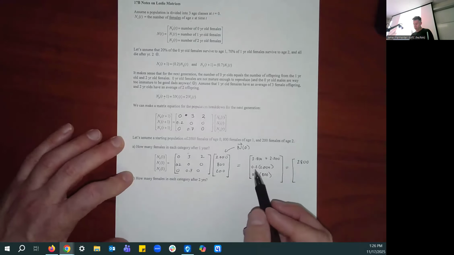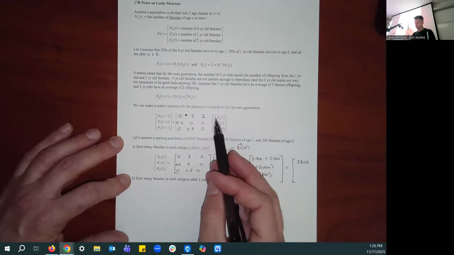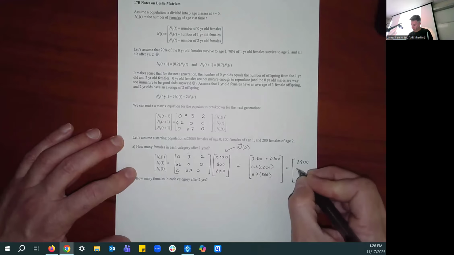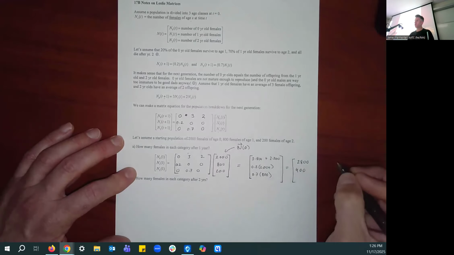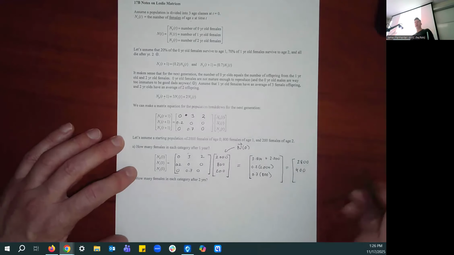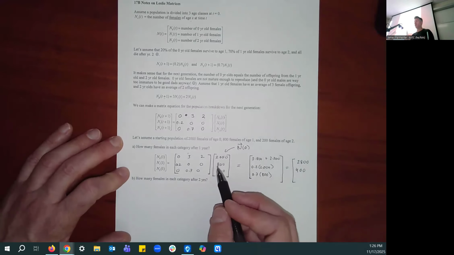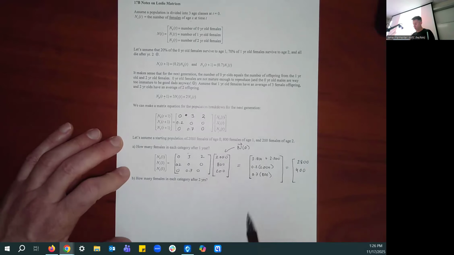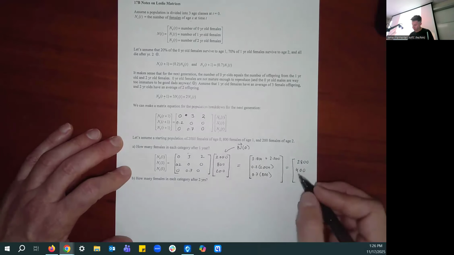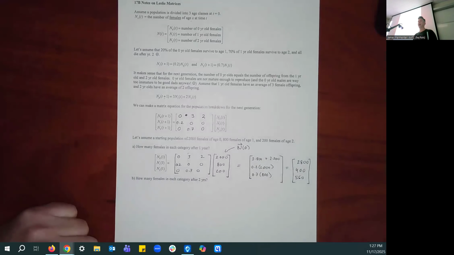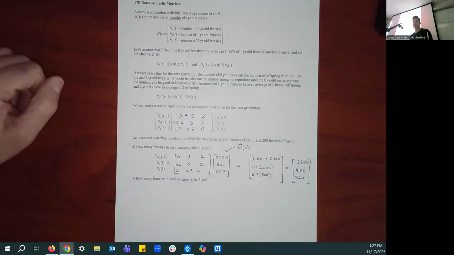And then 20% of the 2,000 0-year-olds survive to be 1 year old. So 20% of 2,000 is going to be 400. Right? Yeah, that's right. And then finally, 70% of the 1-year-olds make it to be 2-year-olds, and 70% of 800 is 560. So that's our population 1 year out.